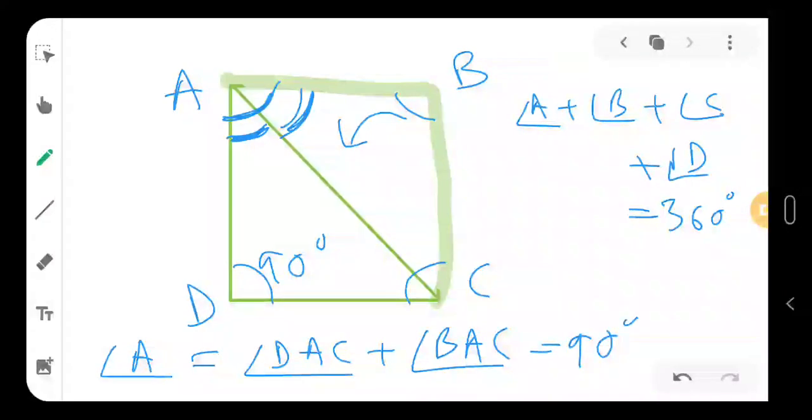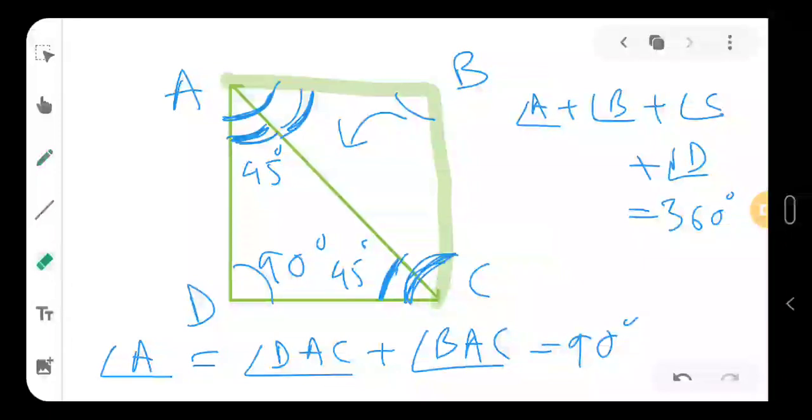Now if the diagonal divides the angle into two equal parts, then each of these angles, that means DAC or BAC, will be 45 degrees, right? So if the total is 90, this small one will be 45, right? And in the similar way, this C was 90 and now this diagonal has split it, so the small one, this much, will be 45 degrees again.